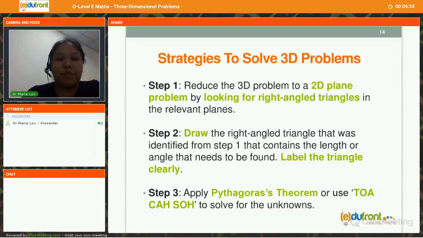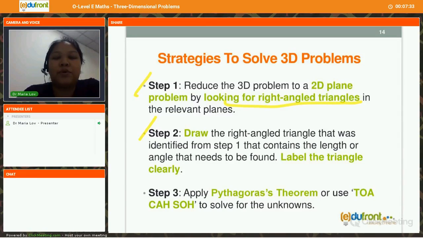There are some strategies to solve three-dimensional problems. There are three general steps to handle 3D problems. The first step is we need to reduce the three-dimensional problem to a two-dimensional plane problem, meaning something that is on a flat surface. And how we do that is we look for right-angled triangles in the relevant planes. The next step is to draw the right-angled triangle that was identified from step 1 that contains the length or the angle that needs to be found.